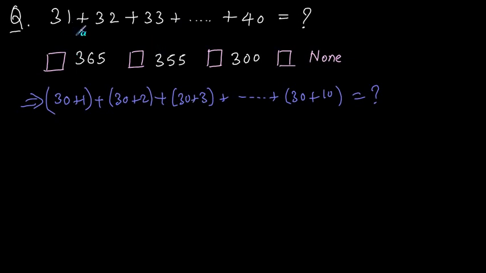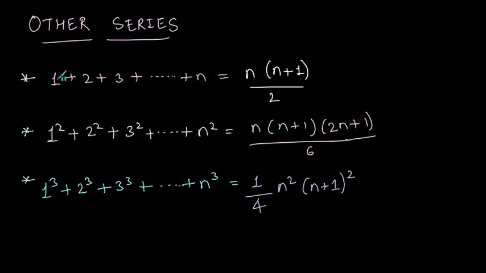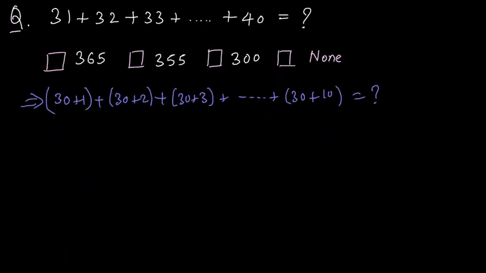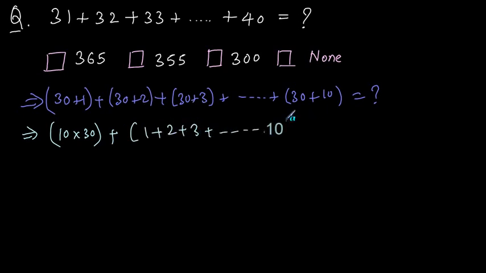But if you solve it using this formula, the first one, the sum of natural numbers, it will also be easier for you. Actually, we are separating out 30s on the left hand side and the sum of natural numbers on the right hand side. So this way we can separate out 30 on the left hand side. There are actually 10 terms of 30. So this becomes 10 into 30 plus a series of natural numbers. So 1 plus 2 plus 3 plus till it goes to 10.